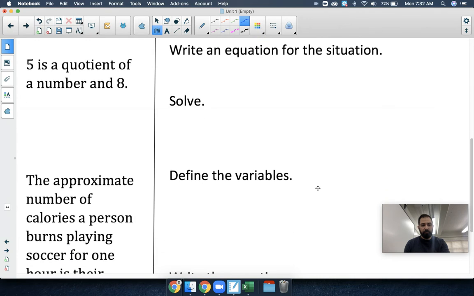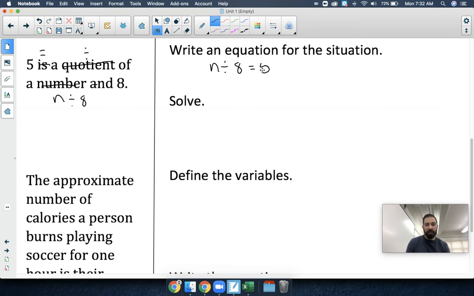All right, so let's look at this one. 5 is a quotient of a number and 8. Is means equals. Quotient is division. Okay, so that means 5 is the answer to n divided by 8. So if I want to write that as a problem, I could do it two different ways.